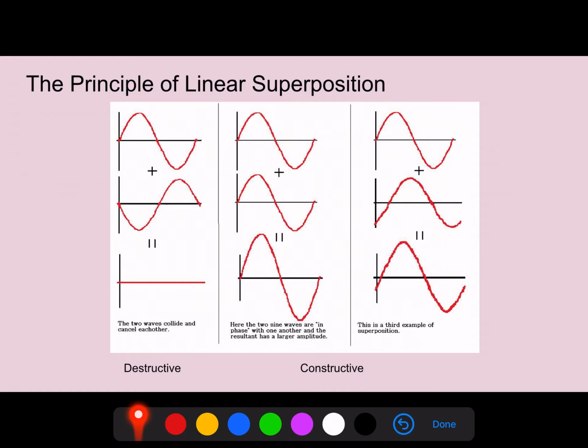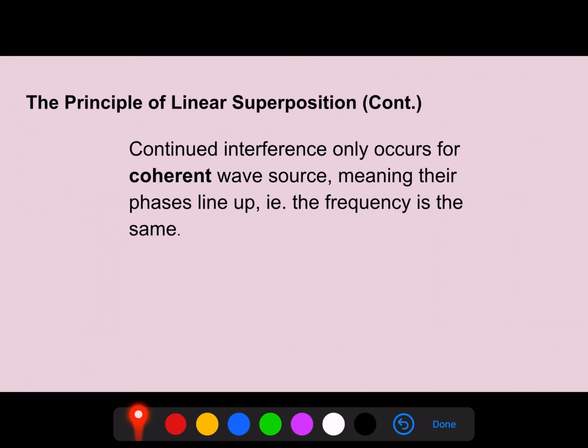And just as we learned with sound, for you to have constructive or destructive interference, you need the waves to have the same frequency, so that you can hope that if one peak lines up, then a wavelength later, the peak will also line up. If your wavelengths are different or your frequencies are different, that's not going to happen. So you need this to be a coherent wave source of a single frequency in order to see this kind of interference pattern.